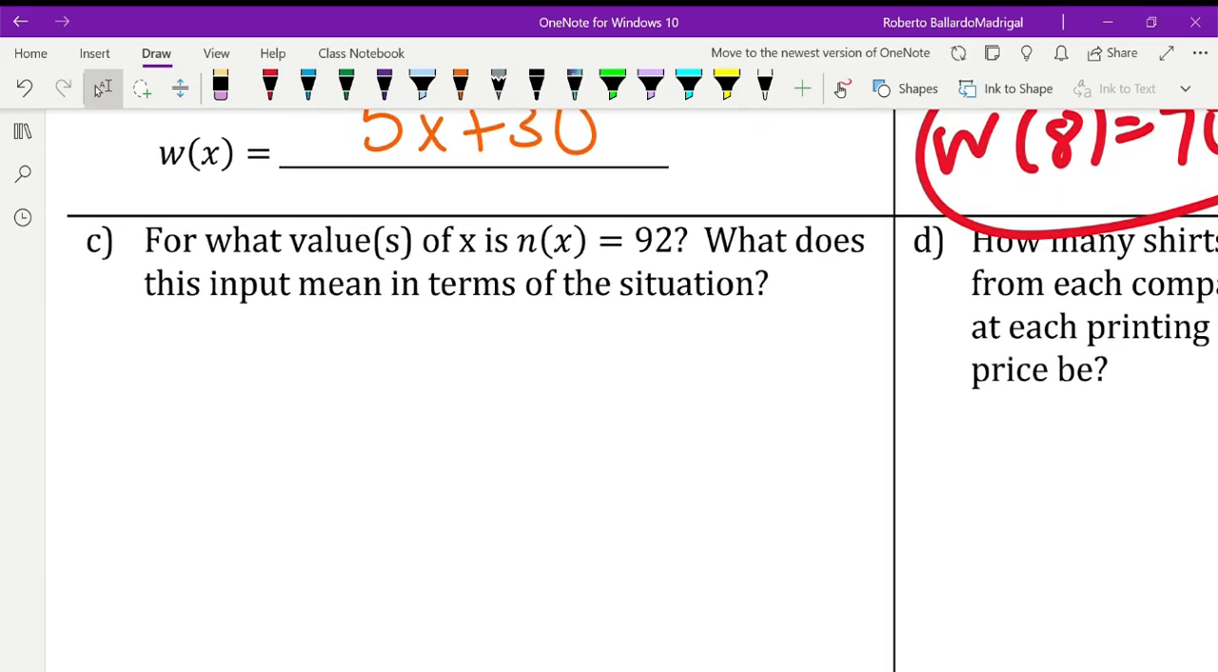Now, anytime we have the following statement, we know that what we're given is what? An input or an output. So look at the question. For what values of x is n of x equal to 92? What does this 92 represent? Is 92 something I plug in? It's not an input. It's an output. So if it's an output, then do I plug it in? Is that how it works? No. What do I do with it? How do I work backwards? Where does the 92 go?